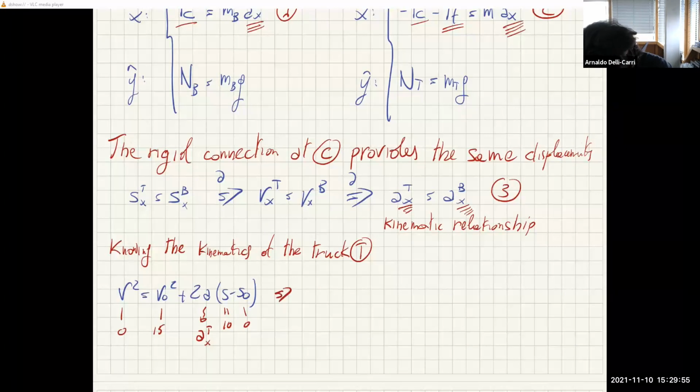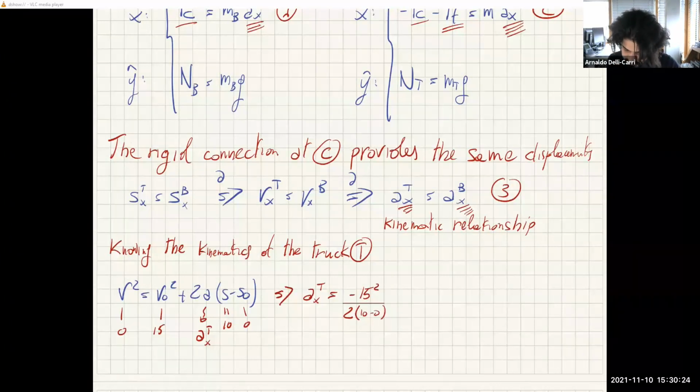So from this, we can say that a_xT, the acceleration along x of the truck, is minus 15 squared divided by 2 times (10 minus 0). There you go. And this acceleration, let me check, should be 11.25. So minus 11.25 meters per second squared. So this was my equation 4, basically. As you can see, my unknown is this one. And so now I have all the information I need.